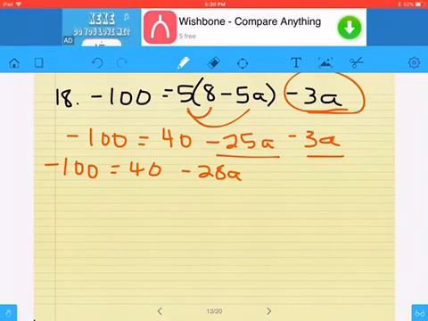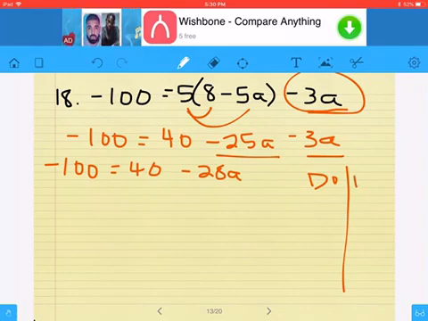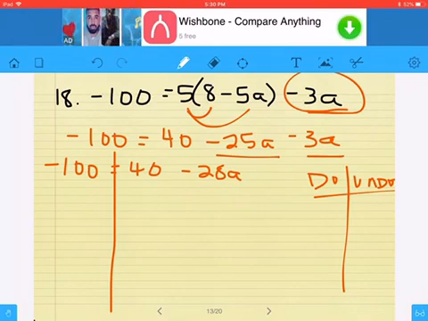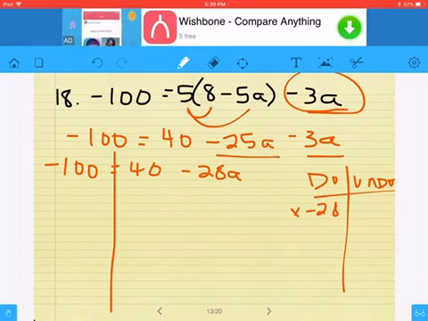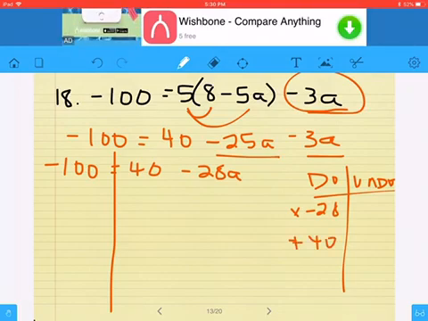So let's go ahead and do that. So I got negative 100 over here equals 5 times 8 is 40, and then 5 times negative 5a is negative 25a minus 3a. All right, we need to combine our like terms, which is negative 25a and negative 3a, and we get negative 100 equals 40 minus 28a. All right, so maybe if you got this problem wrong, I would check this step right here, okay?